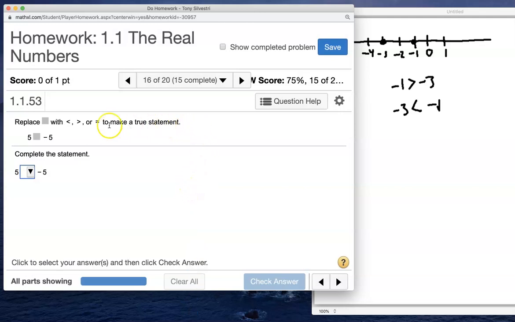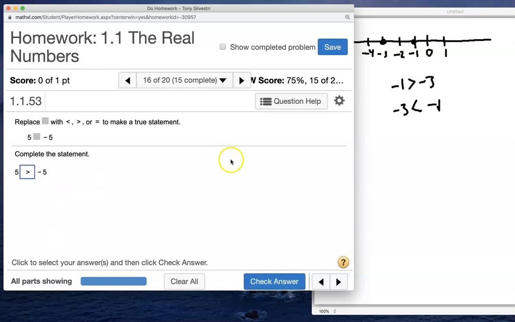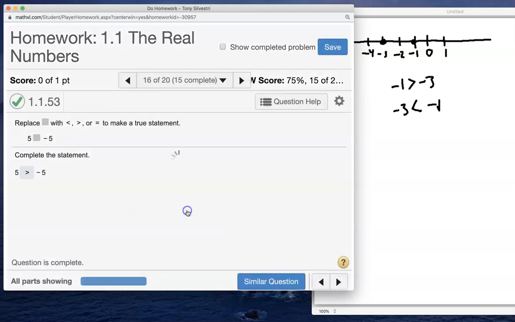Now replace. 5 being a positive number, it's got to be bigger than any negative number. You don't need a number line for that. Positives are always bigger than negatives, because they would be plotted to the right of any negative number. So 5 is greater than -5, and I selected that. I completed the statement. Yeah, excellent.